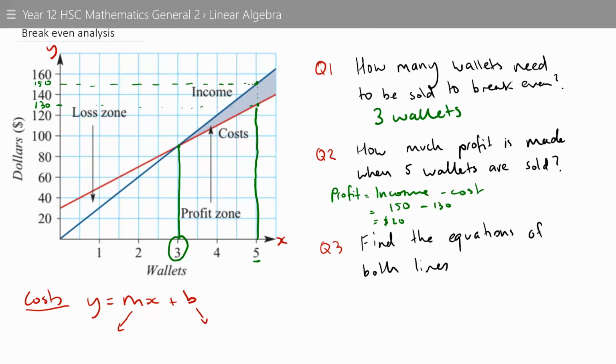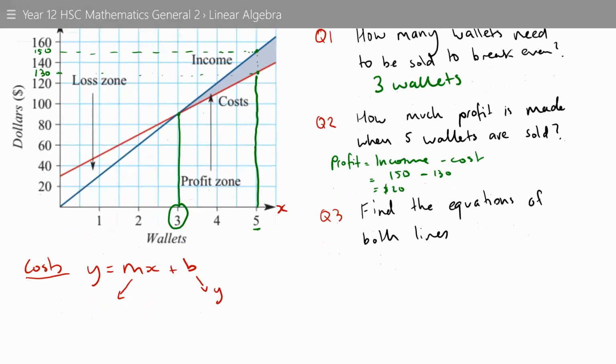So let's start with the y-intercept. This is nice and straightforward. Where does the red line cross the y-axis? Well, it crosses it right there, in between 20 and 40. That equals 30. So right there in the middle is 30.